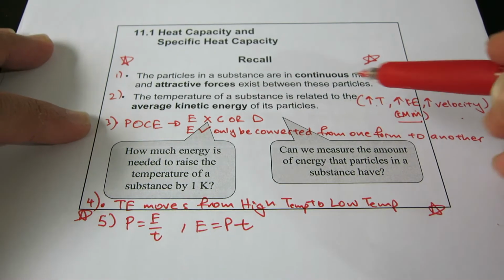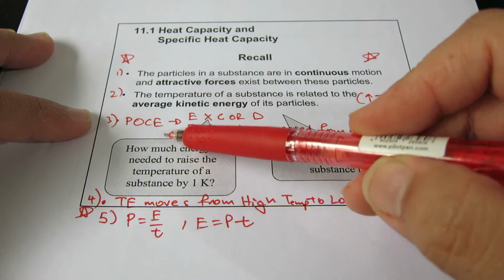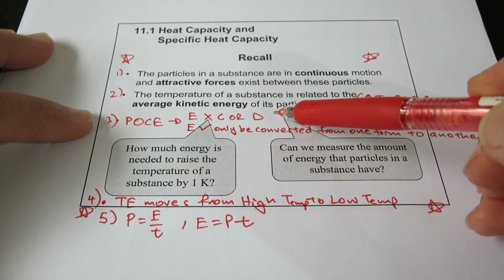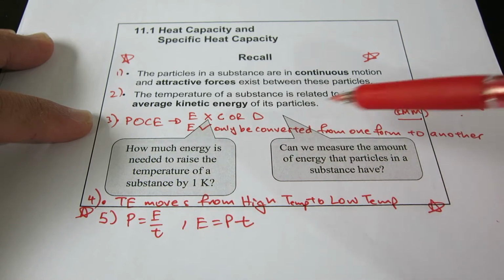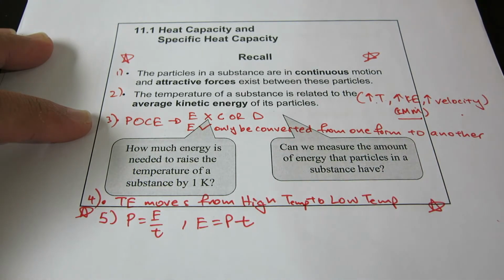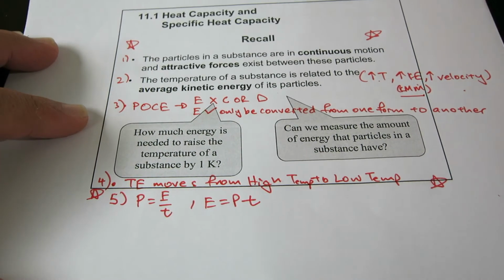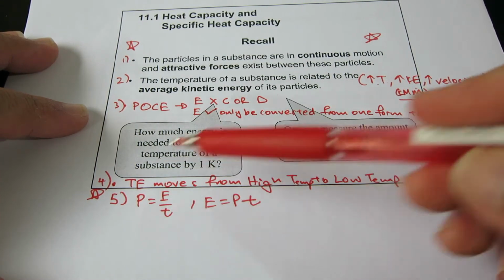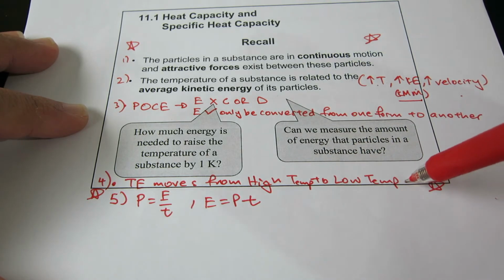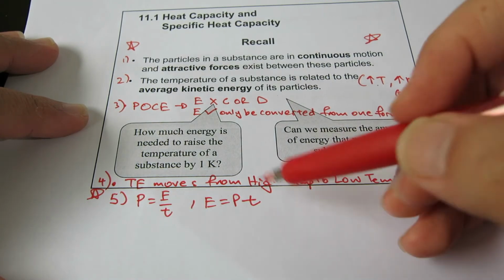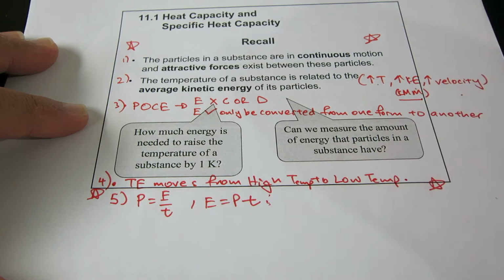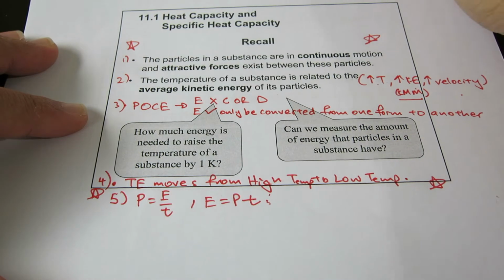Right. Point 3, we covered this in work, energy, power: the principle of conservation of energy. Energy cannot be created or destroyed. Energy can only be converted from one form to another. So this will become important in our study later on when we start doing our calculations. Alright, point 4, thermal energy moves from high temperature to low temperature. This will be important again for our calculation. And oftentimes in this chapter we always quote this formula we learned in work, energy, power, which is energy equals power times time.